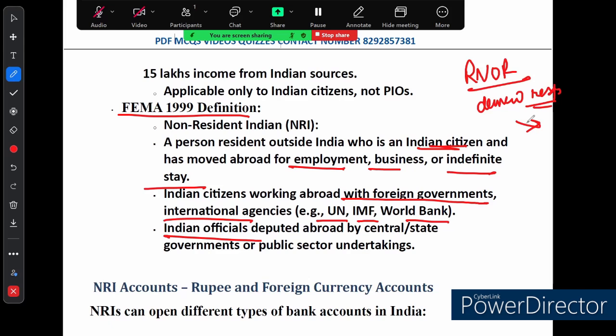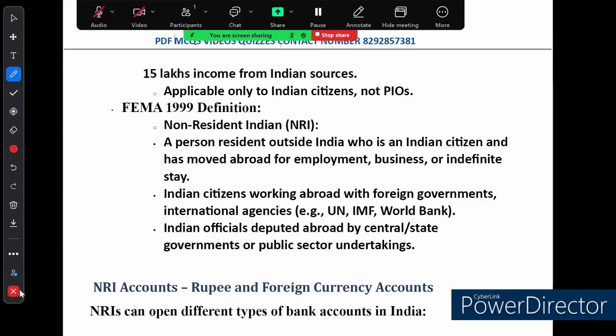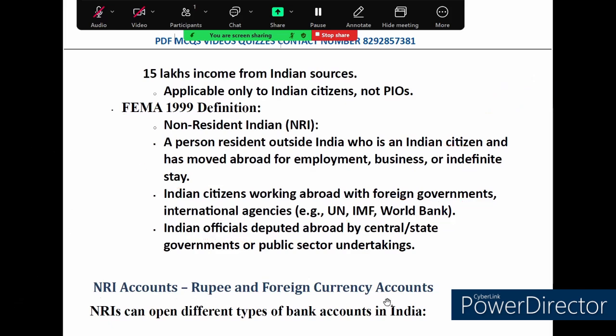Right? So now, this is one topic regarding the NRI banking. Now let's dive on to the next topic, that is NRI account, rupee and foreign currency accounts.